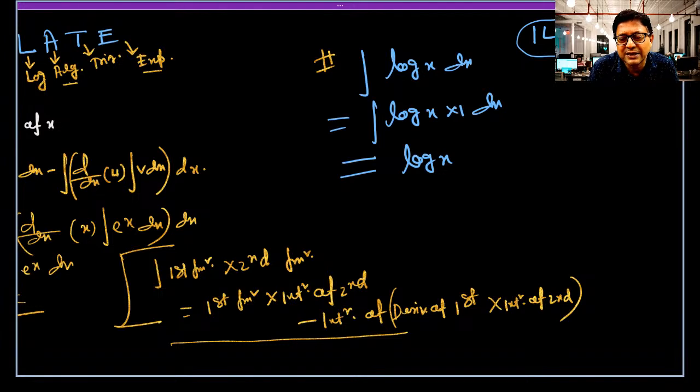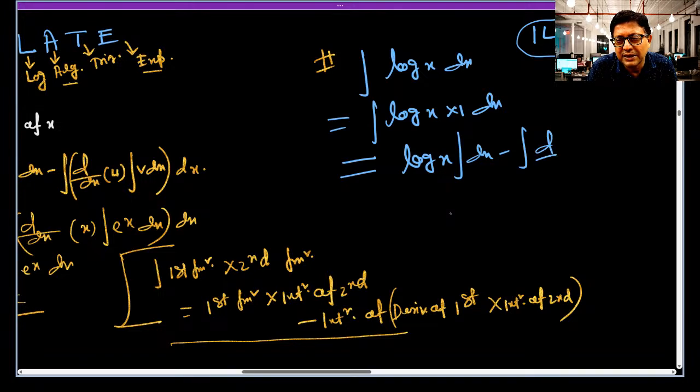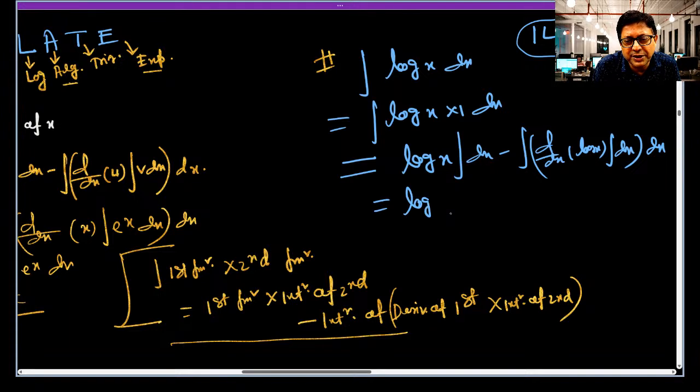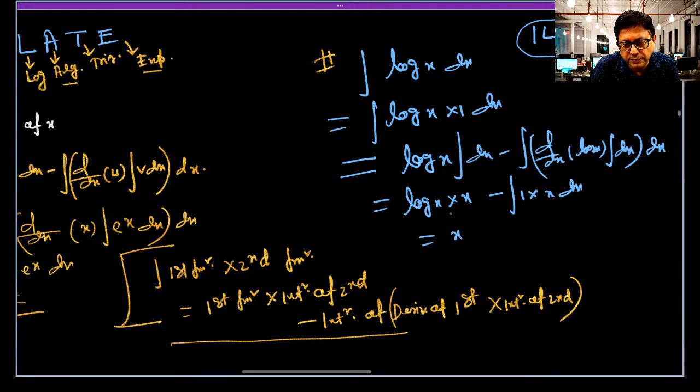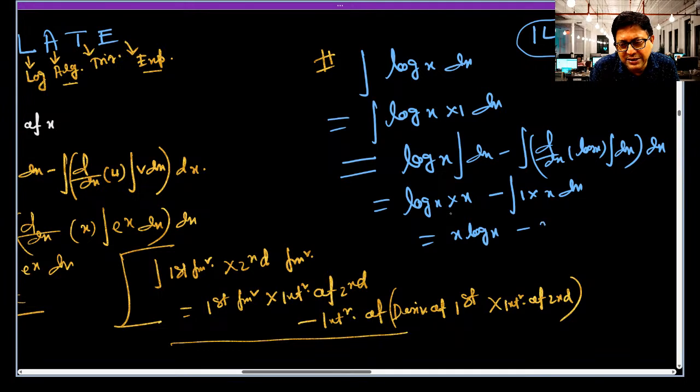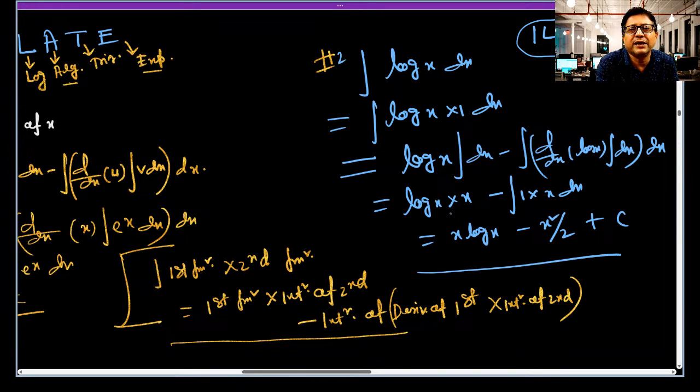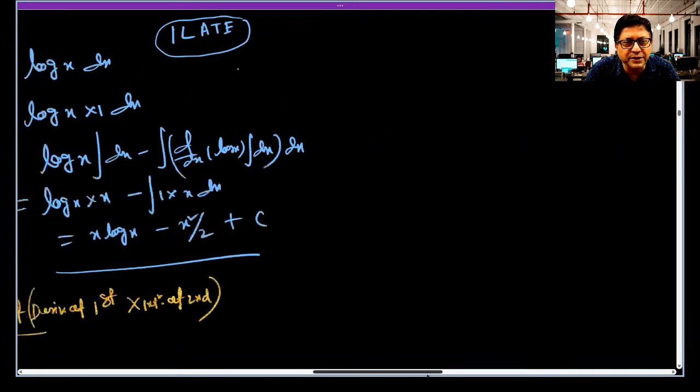So log x multiplied by the integration of dx, minus the integration of d/dx of log x times the integration of dx, then whole dx. Clear? So here it will be log x into x minus the integral of 1 over x into x dx, which is x log x minus x plus c. Clear? Understood? Example 2. Now I am changing this part a bit.